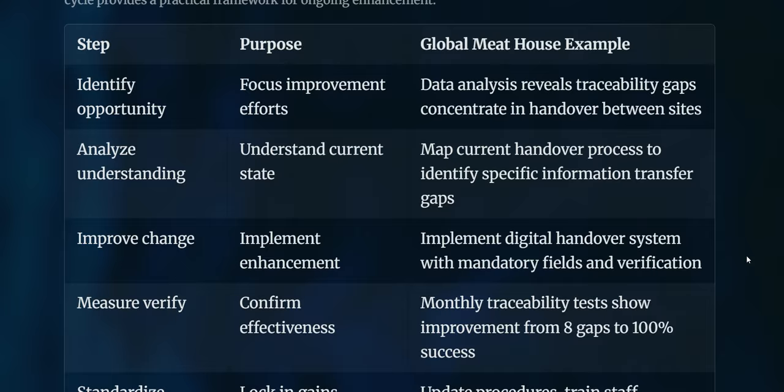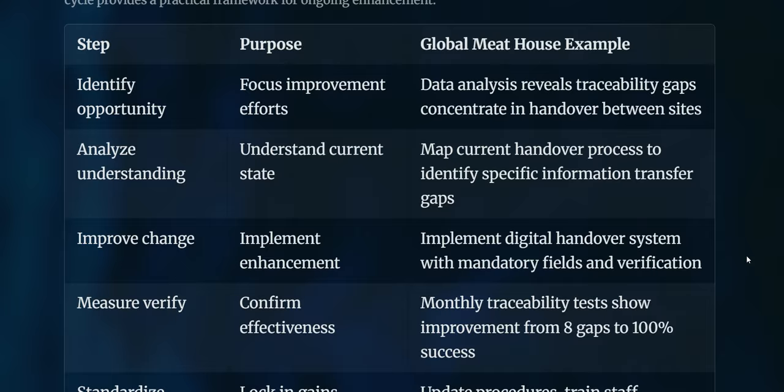Second step, analyze. The purpose of analysis is to understand the current state. In our example, map the current handover process to identify specific information transfer gaps. Third step is to improve. Purpose is to implement enhancement. In our example, implement a digital handover system with mandatory fields and verification.